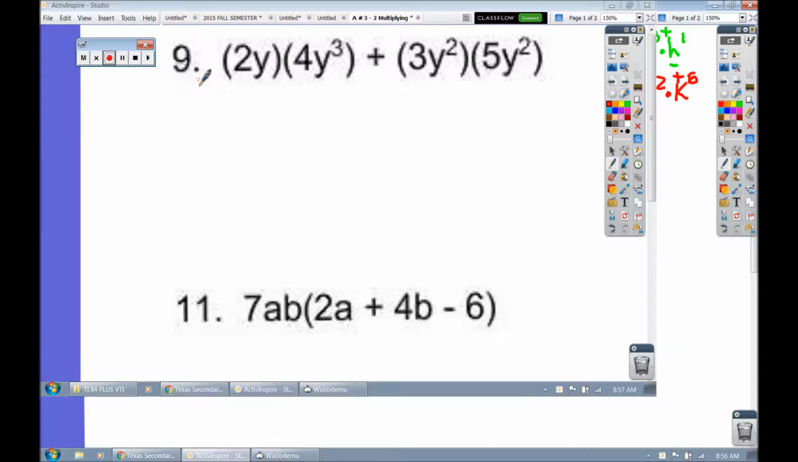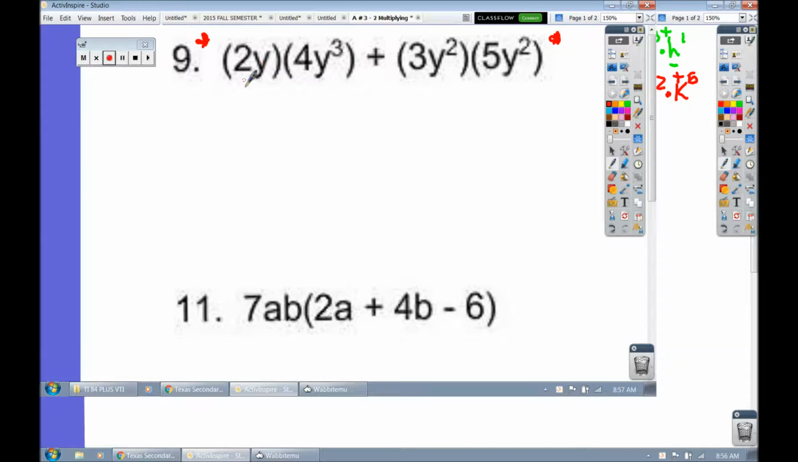Let's skip down to number 9. Number 9, you have multiplication on the left, multiplication on the right, and you have addition in the middle. So you got to go back to grade school, go back to 6th and 7th grade and think about, what do you do first? Do you add first or do you multiply first? Well, we have to multiply over here on the left first, then we have to multiply on the right first, and you always add or subtract at the very end.